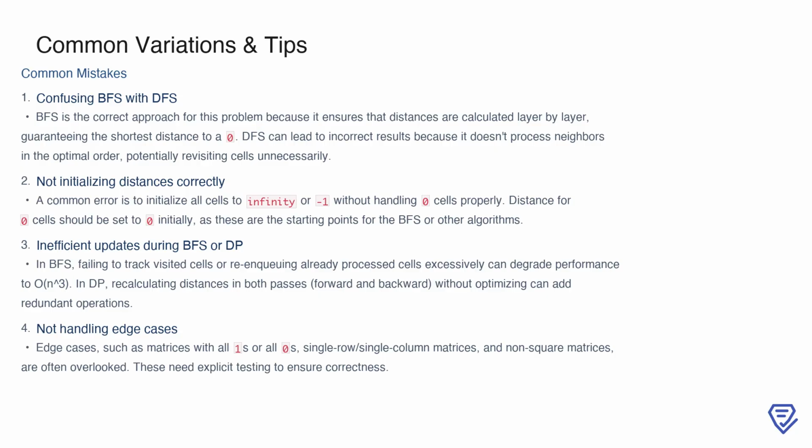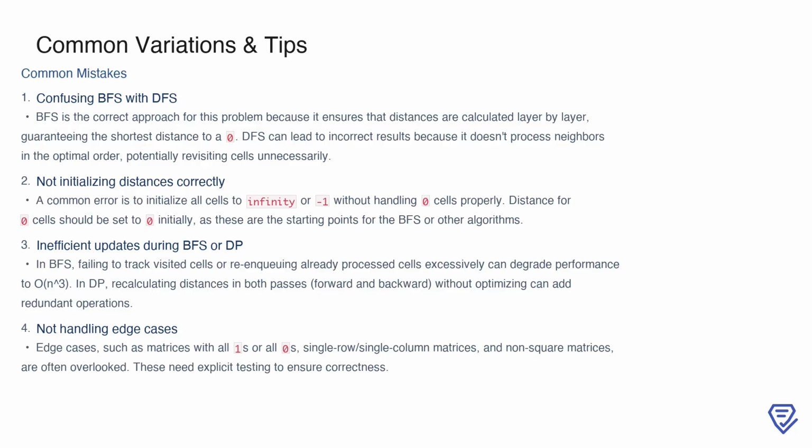Initializing everything to infinity or -1 without handling zeros properly can cause logic errors. Additionally, inefficient updates during BFS or dynamic programming are common. For BFS, not tracking visited cells or over-enqueuing already processed nodes can unnecessarily balloon the time complexity to O(n cubed). For dynamic programming, failing to optimize distance calculations during the forward and backward passes can lead to redundant computations.